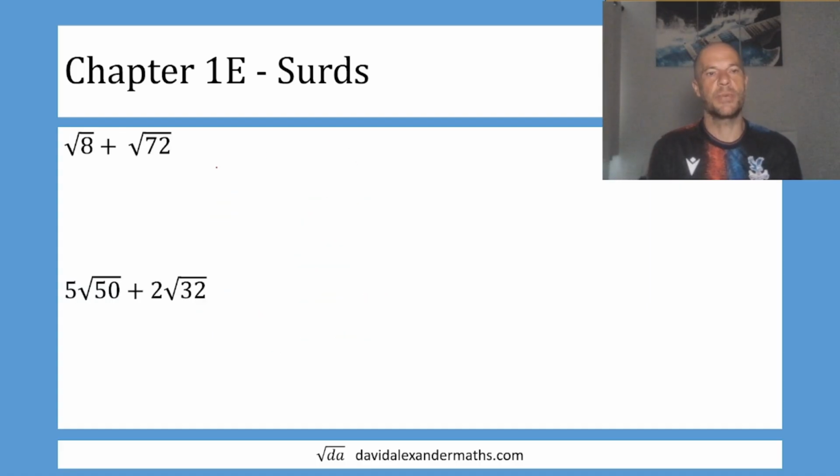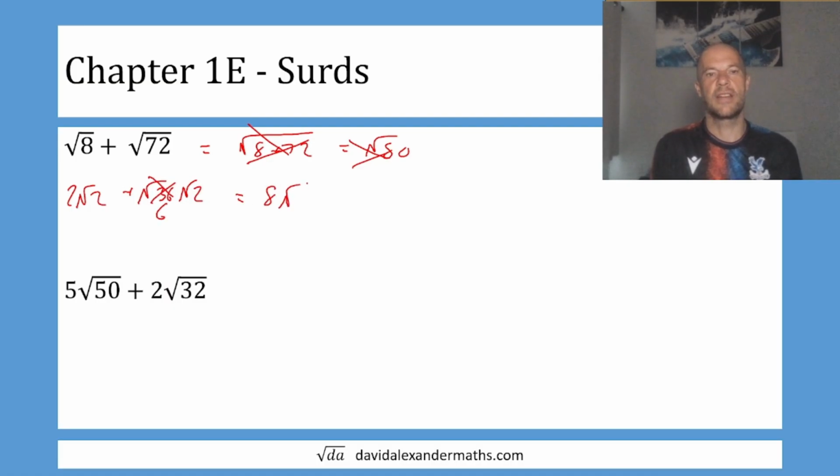Okay, when we're adding surds, it's incorrect to say root 8 plus root 72 is the same as root 8 plus 72, which would be root 80. That's complete nonsense. We need to simplify it. Now, root 8 is 2 root 2. Now, presumably, root 72 simplifies to a certain number of root 2s. In fact, it is root 36 root 2. In other words, 6 root 2. So we've got 2 root 2 plus 6 root 2, which is 8 root 2.